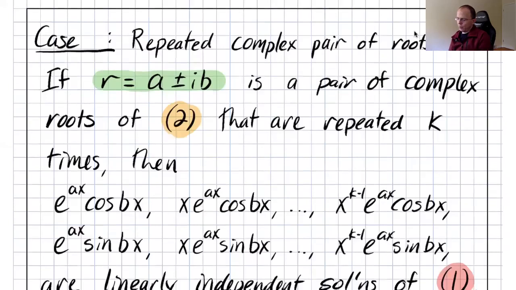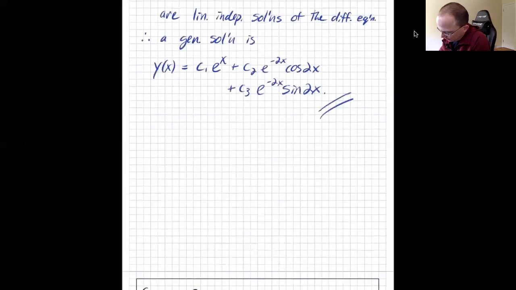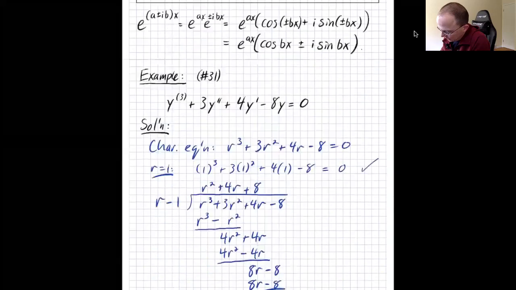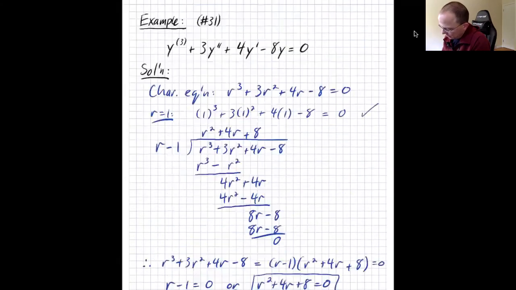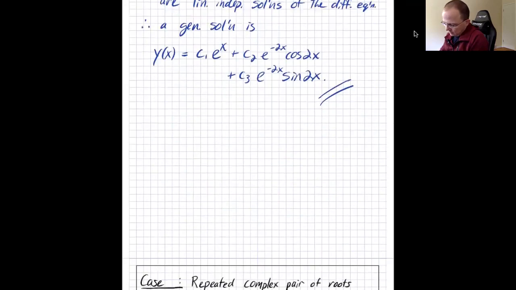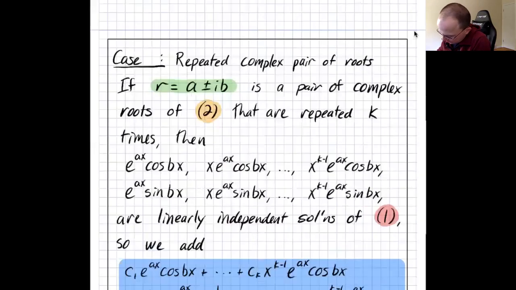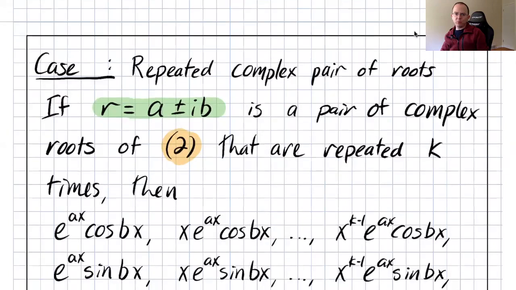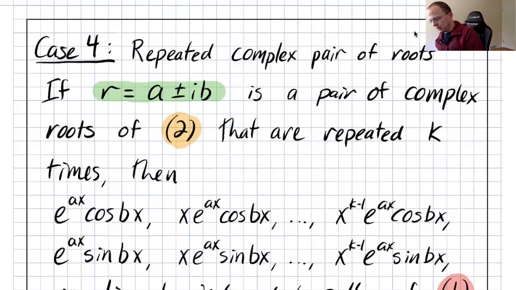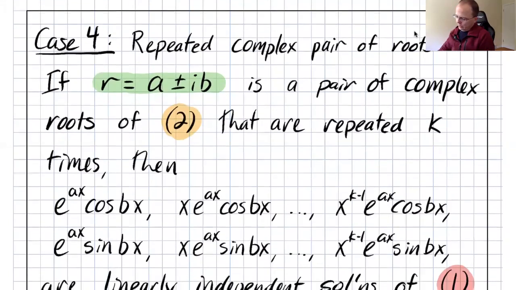Okay, so there's one more case to consider. Oh, I forgot to write the number in here. I think this is case number 4, right? What was the previous case? Case 3, right? So this is the last case, case 4. These are the 4 different things that could happen when you get roots of this polynomial, this characteristic equation. The last thing that can happen is we get a pair of complex roots that is repeated, say, k times.